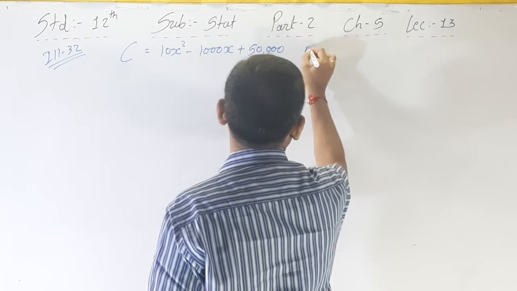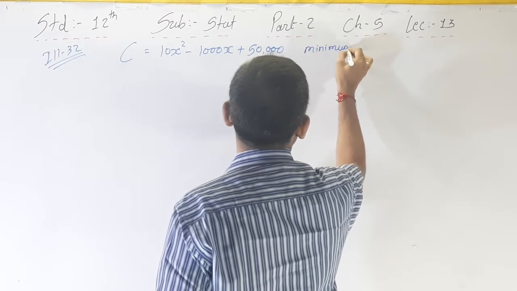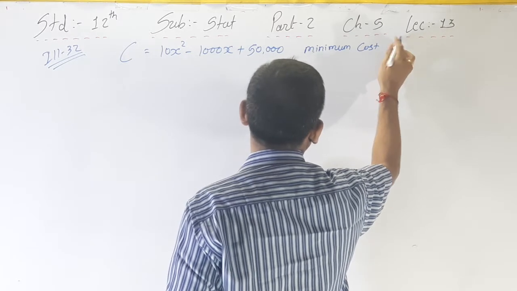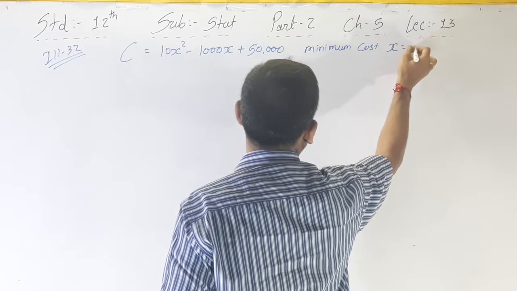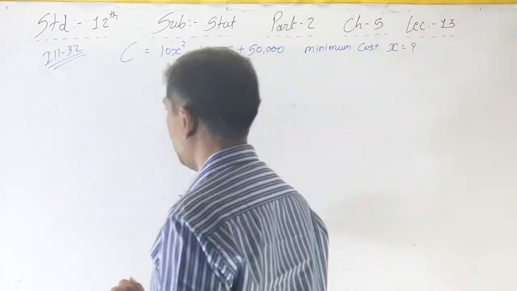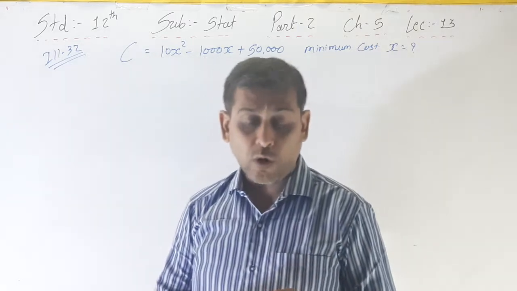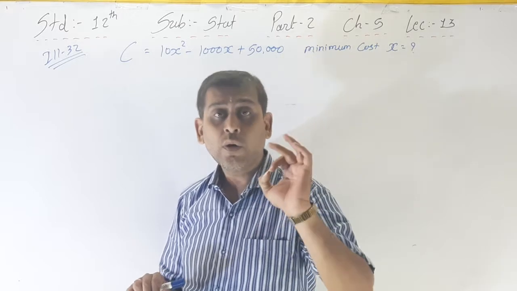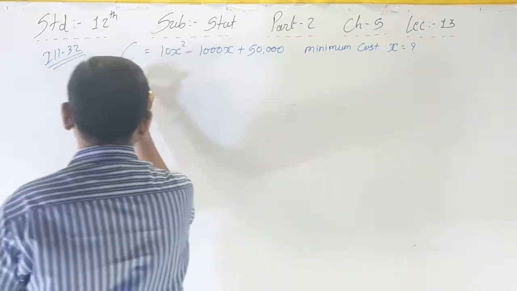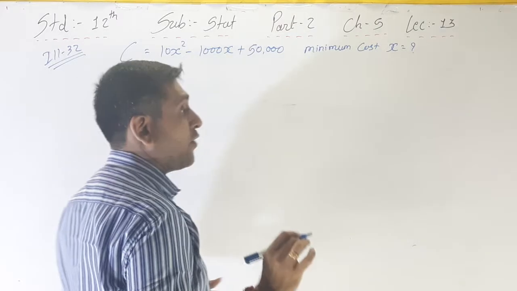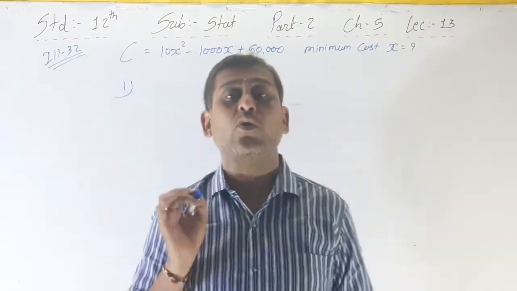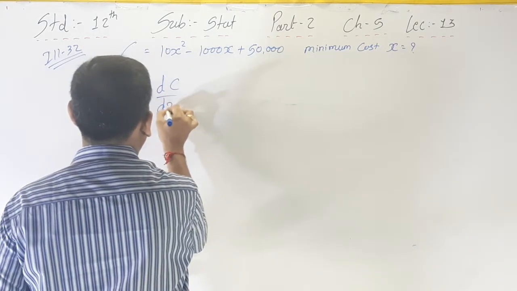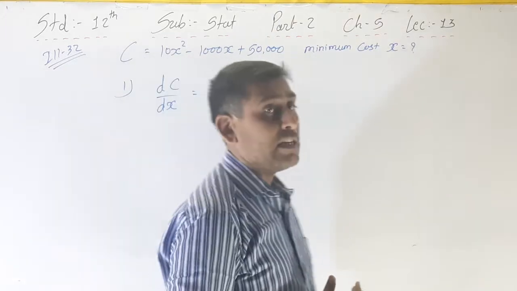For minimum cost, x is equal to what? That we have to find out. So we have to apply the minimum function value conditions, right? Here first condition, or you can say first step to find the minimum value of the function. First step is we have to take a differentiation. What is that? See, dC by dx.